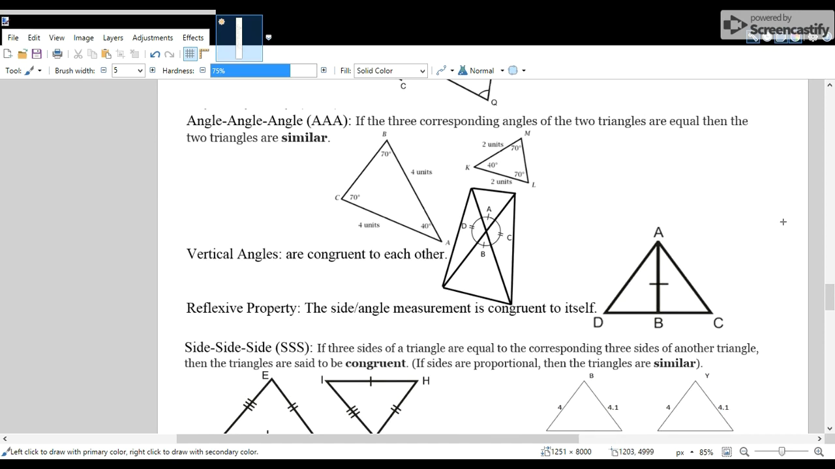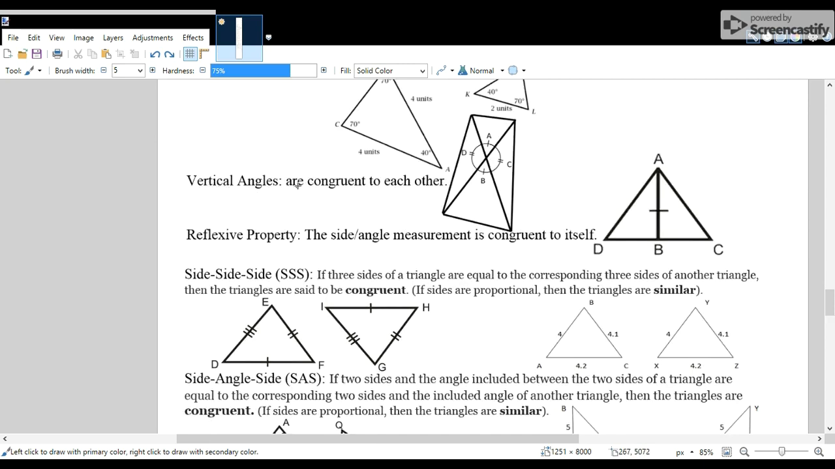Now here's some properties to prove these. To prove similarity, you can use angle, angle, also known as angle, angle, angle. So here's an example for that. Notice all three of the angles are the same, and you would multiply this triangle by 2 for each of the side lengths to get the new side lengths.